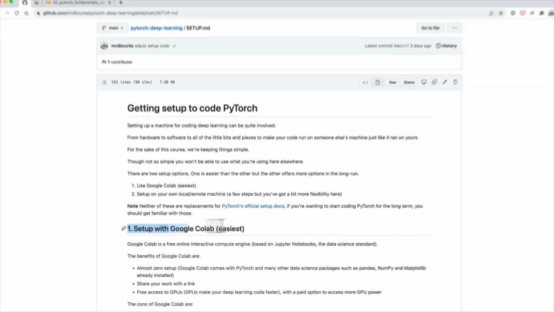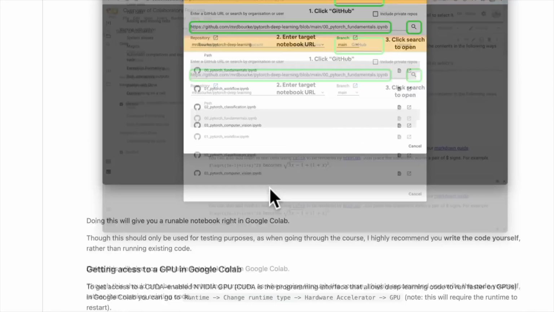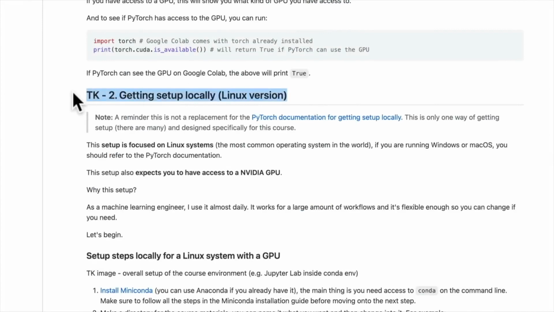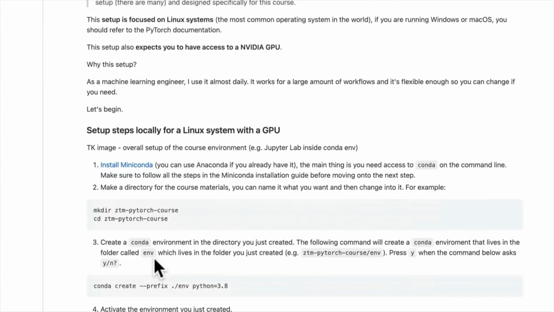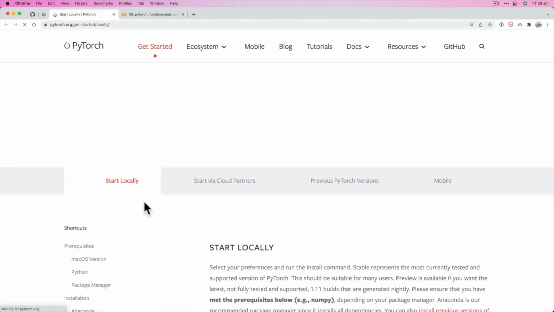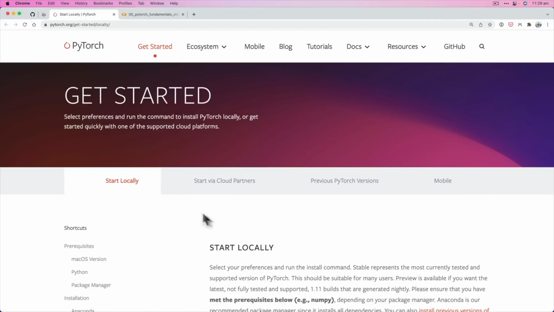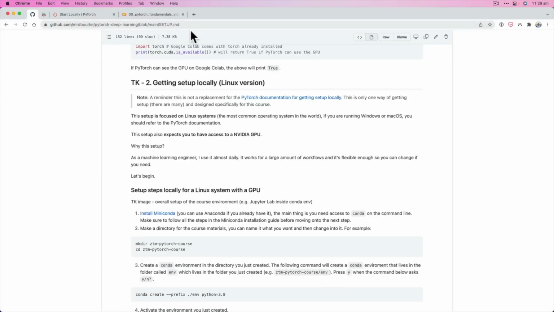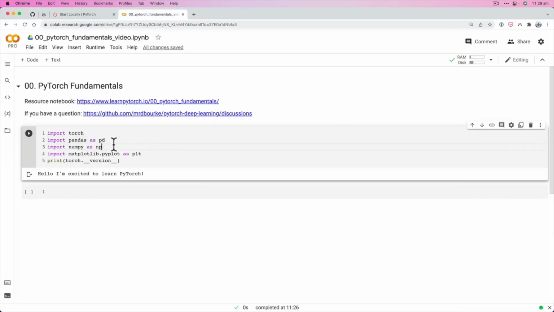We've just gone through number 1, setting up with Google Colab. There is also another option for getting started locally. Right now, this document's a work in progress, but it'll be finished by the time you watch this video. This is not a replacement, though, for the PyTorch documentation for getting set up locally. So if you'd like to run locally on your machine rather than on Google Colab, please refer to this documentation or setup.md here. But if you'd like to get started as soon as possible, I'd highly recommend using Google Colab. In fact, the entire course is going to be able to be run through Google Colab.